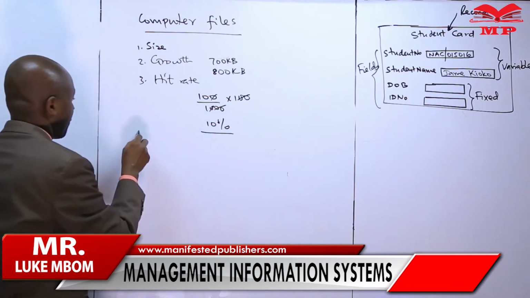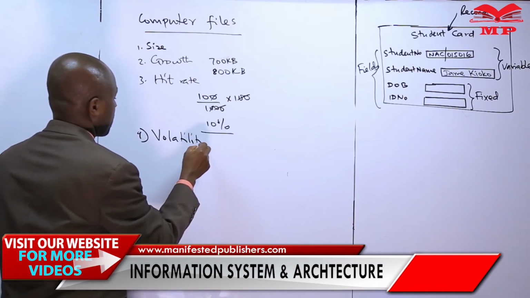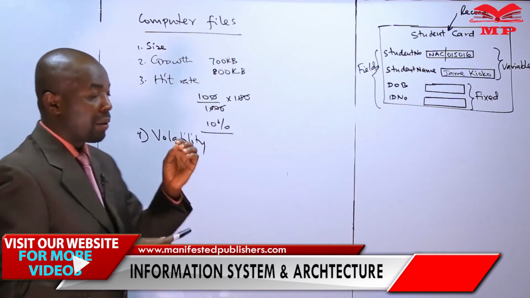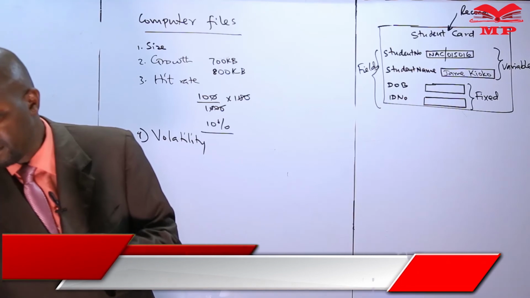The other characteristic of a file is what we are calling volatility. It is the frequency with which records in a file are accessed.